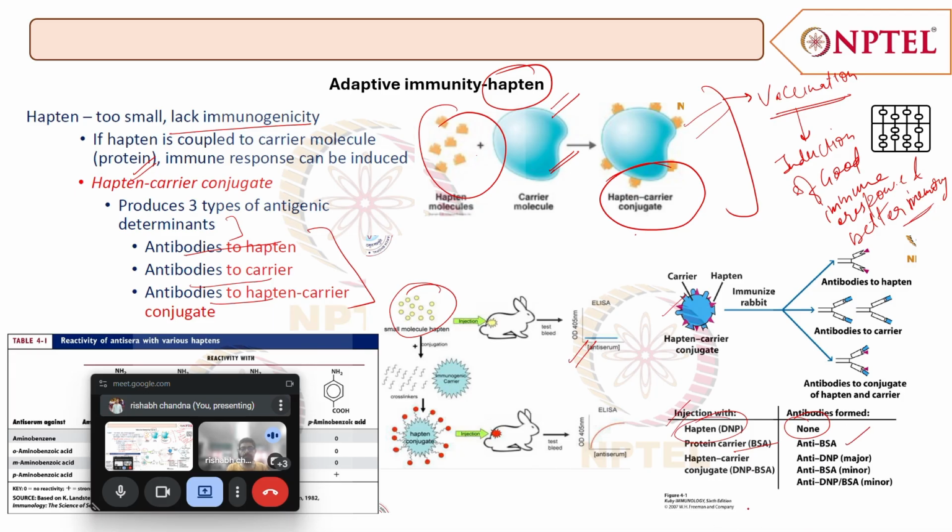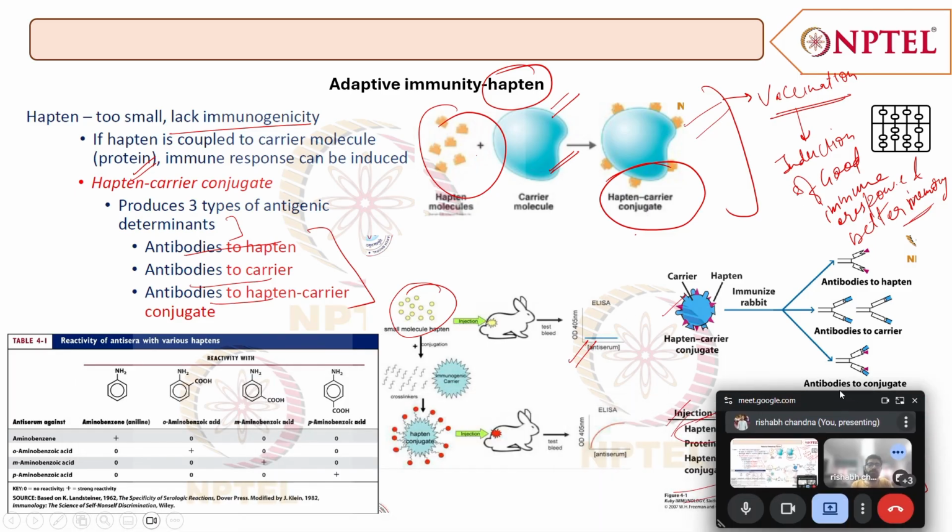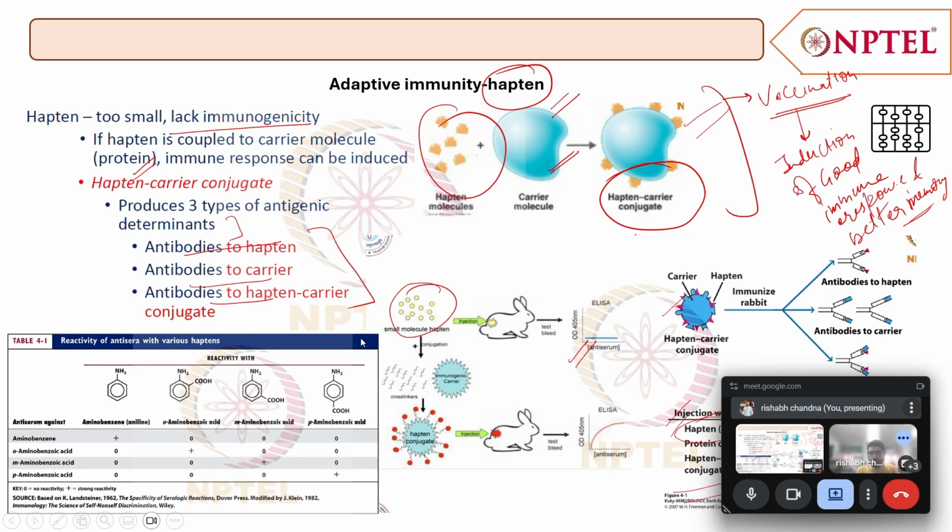But when there is a conjugate of both of them, they will lead to the production of anti-DNP antibody as major, and then both of these are minor. Okay, now there are some haptens that lead to differences in reactivity. For example, aniline, if we see, it is an aminobenzene. So the reactivity towards aminobenzene increases.